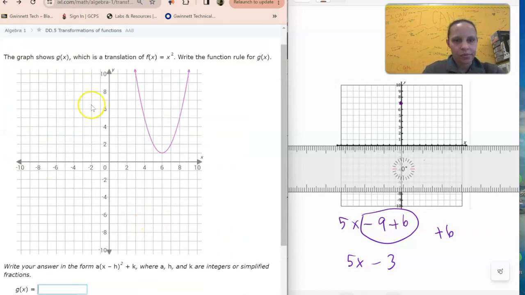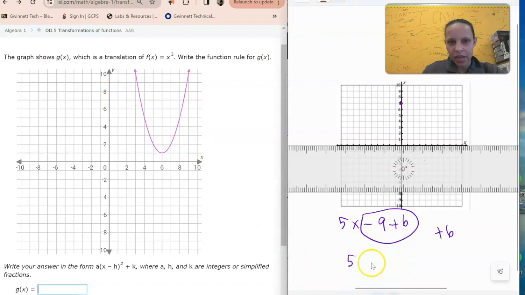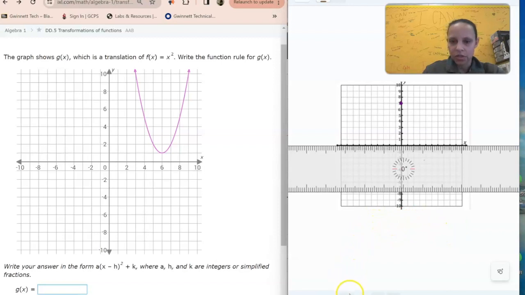All right, boom. Now we're getting a graph and we're being asked, all right, what is the transformation rule? Give me 1 second, let me erase this. All right, so the graph shows g of x, which is a translation of x squared, okay? Write the function rule for g of x. Okay, cool. So they're saying g of x is this, but we started with f of x, which was x squared. Now you have to turn right back to the very beginning when we talked about parent graphs. You have to know what that looks like.